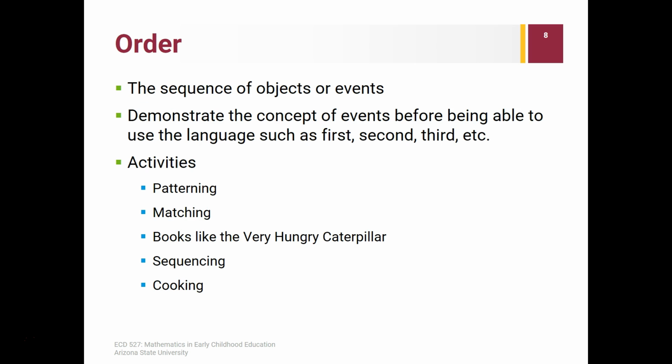Order refers to the sequence of objects or events. Typically, we describe order as moving from first to last or last to first. Children may be able to demonstrate the sequence of events before they are able to use language such as first, second, or third. So teachers should make sure sequencing activities are very visual and concrete until teachers are sure that the children can apply this language consistently. Patterning and matching activities can help develop a sense of order.